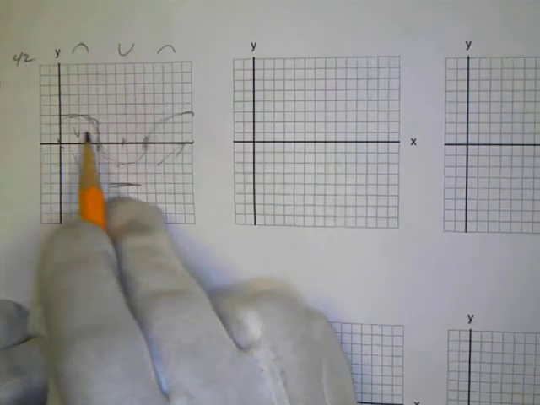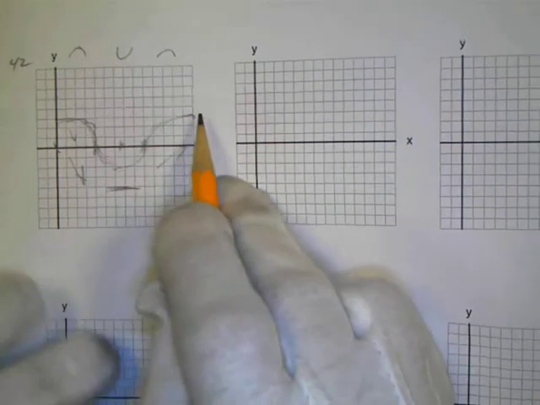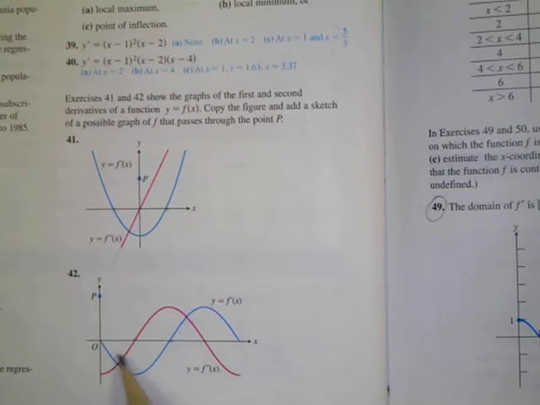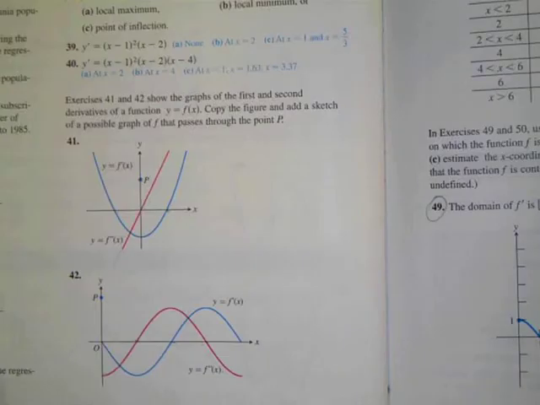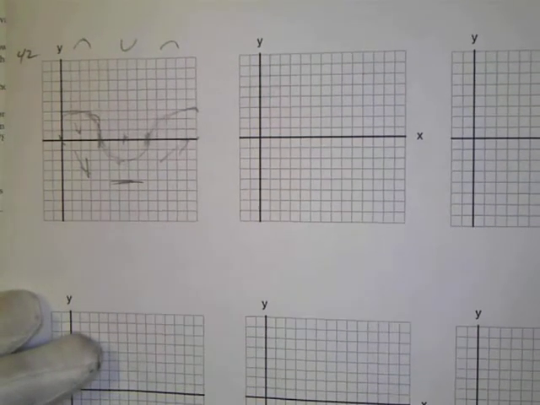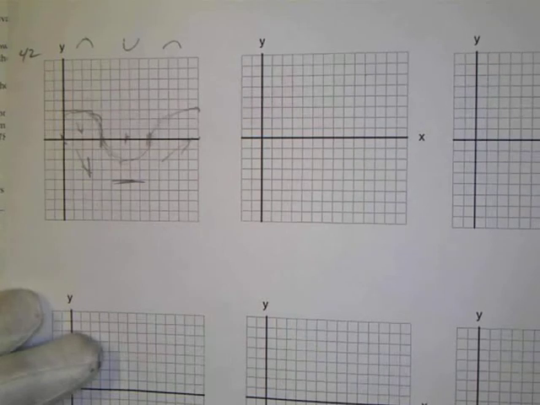This is the concavity, concave down, concave up, concave down. See? Negative, positive, negative. It's above the line, and above the line is positive. So negative, positive, negative means concave down, concave up, concave down. Okay? And then the first derivative is negative, 0, positive. So that's 42. So hopefully that makes sense. Okay? All right.